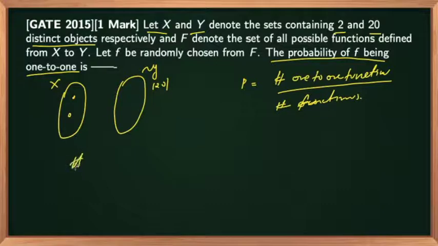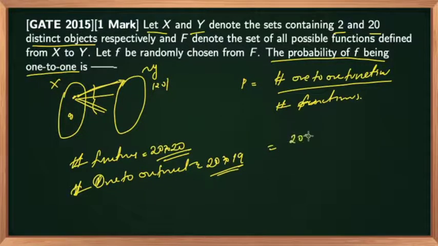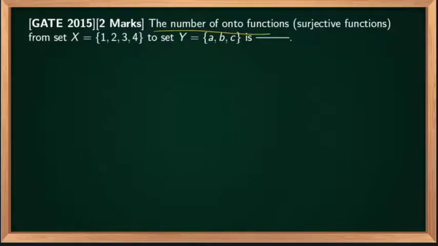So our total number of functions will be equal to, we have 2 elements here, and each element has got 20 choices, right? So that will be equal to 20 into 20. And the number of one-to-one functions will be equal to, the first element you can map to 20 elements, the second element you can map to only 19 elements, right? So that will be 20 into 19. So the probability is 20 into 19 divided by 20 into 20, right? So we are getting 19 by 20, that's equal to 0.95.